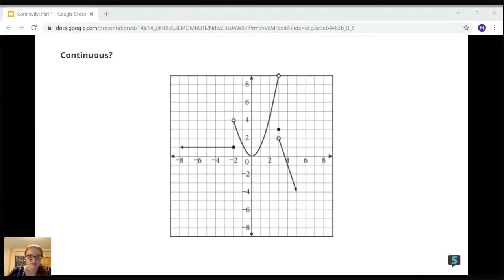So going back to Kimberly's definition, can we draw this whole graph without picking up our pencil? No, right? So since we cannot draw this whole graph without picking up our pencil, we cannot say that it is continuous based on the information we have now. If we are looking at this entire graph, there is no way to say that this is continuous. Okay, one last graph before we move on.